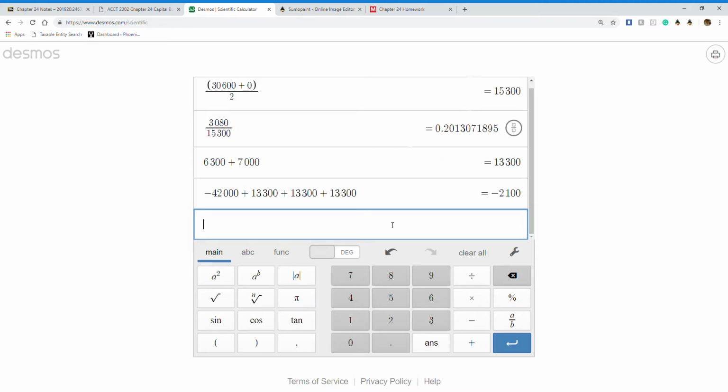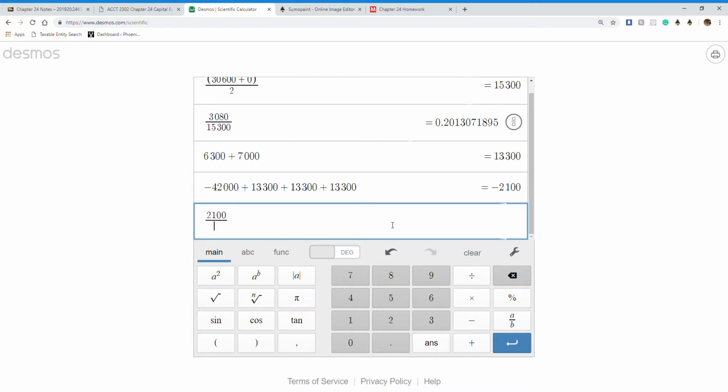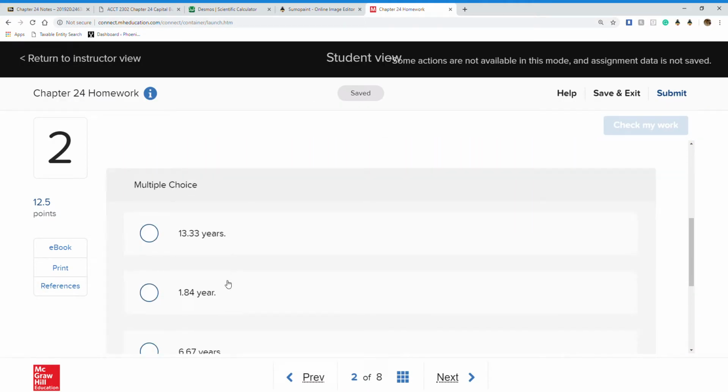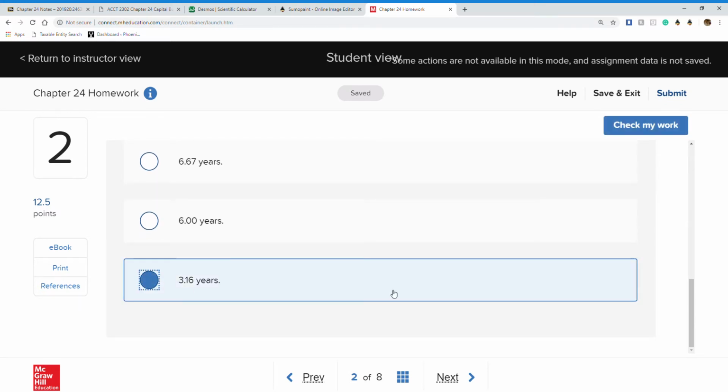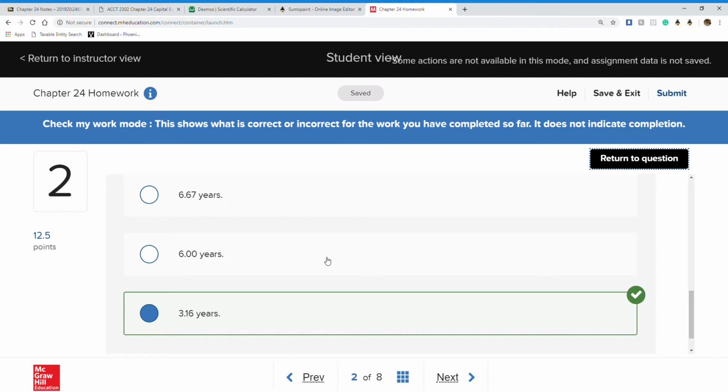So once we figure out this number, happens to be 2,100. This is the remaining cost of the machine that has to be basically used with the cash flow during the year. So divide that by 13,300, or basically our cash flow. Shows that it's 0.16 rounded to two decimal places. So 3.16. So back here, there's 3 years. Check my work. Everything's good. Yes.